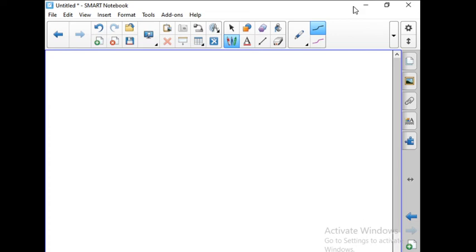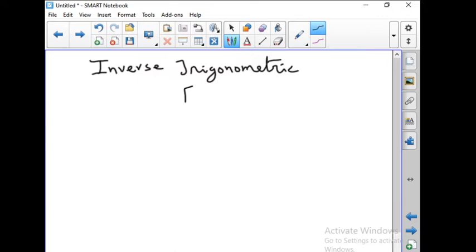We will start with the fourth chapter, inverse trigonometric functions. So you have studied trigonometric functions in 9th, 10th and plus 1. Now in 12th we are going to learn inverse trigonometric functions.